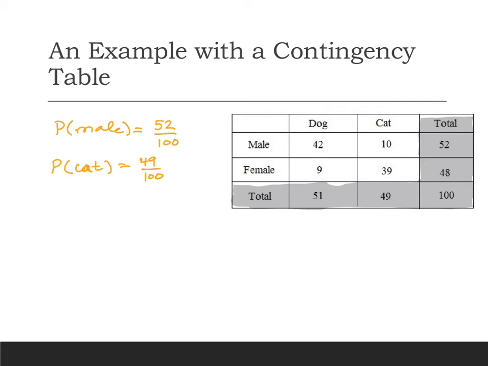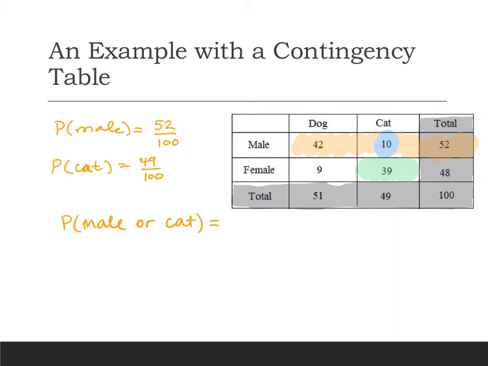What if I wanted to know the probability of someone being male or owning a cat? Well, I can do one of two things. Here's where the tricky part gets, as far as the highlighting: I can say all the males, which means 52 of them, plus just this additional 39 females. I don't want 49 because 10 of those cat owners have already been included. We already counted those with the males.